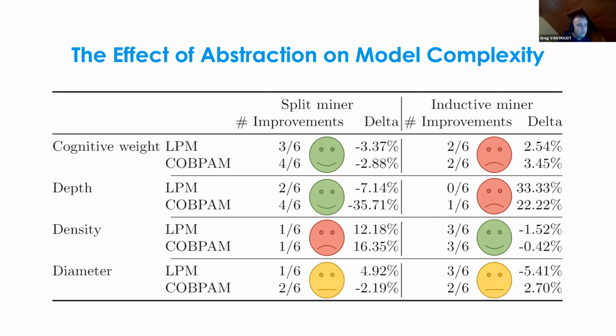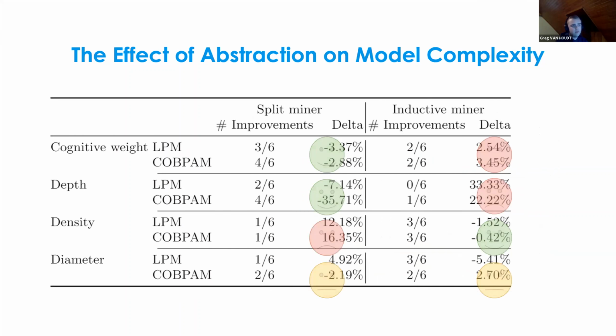Why is this happening? Well, perhaps for cognitive weight and depth, we can say, okay, the inductive miner often uses parallel gateways to model the parallel behavior. So perhaps that's one of the reasons that the complexity there increases after abstraction. The split miner tries to simulate sort of parallel behavior by looping back to previous steps in the model. Therefore, maybe density increases after abstraction. But this is uncertain at the moment. This still has to be investigated further.